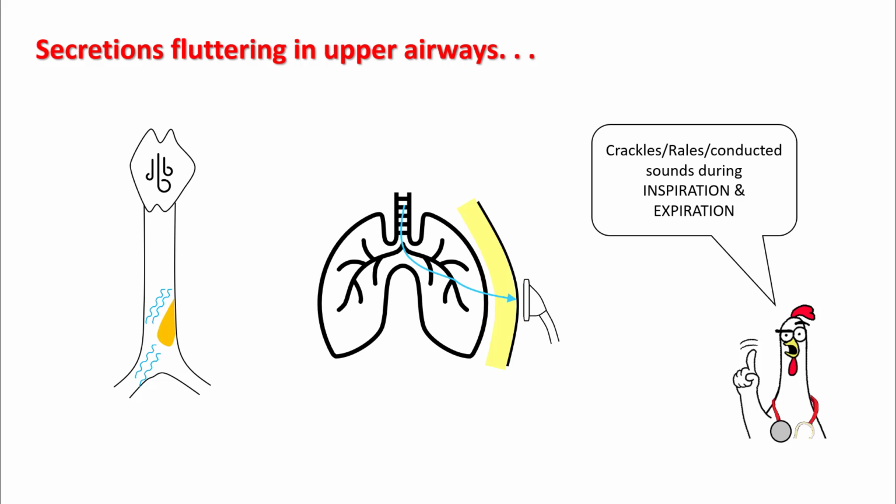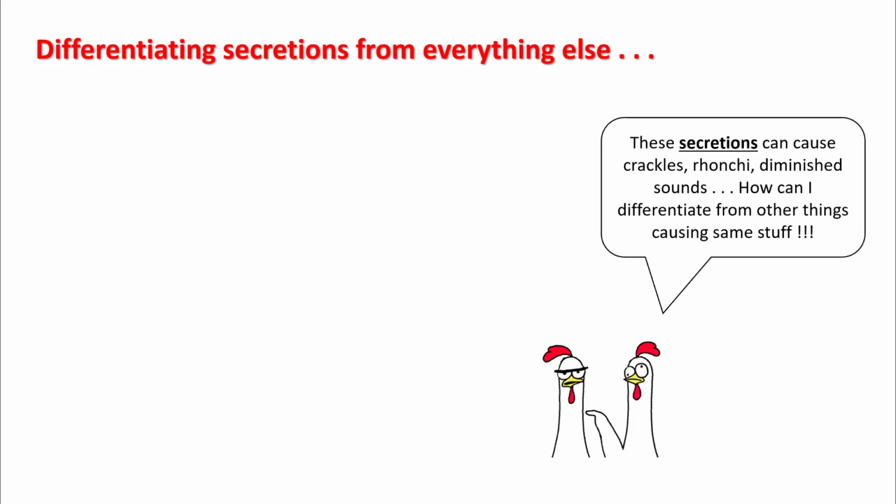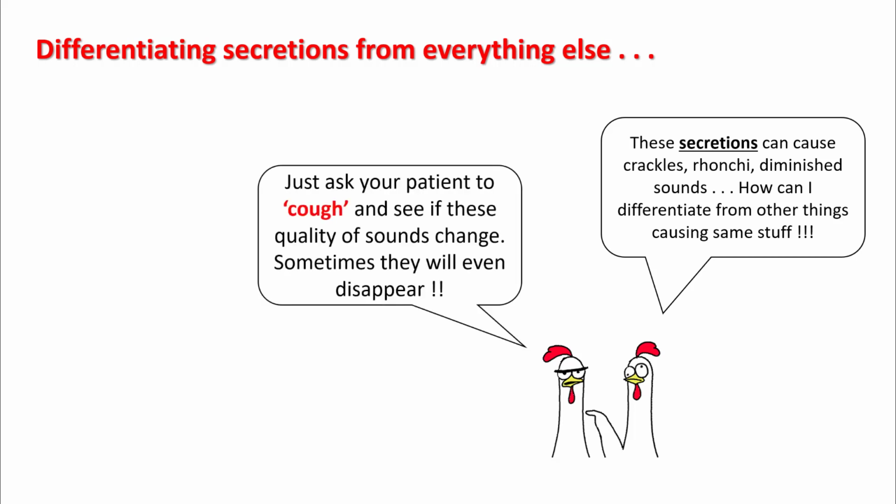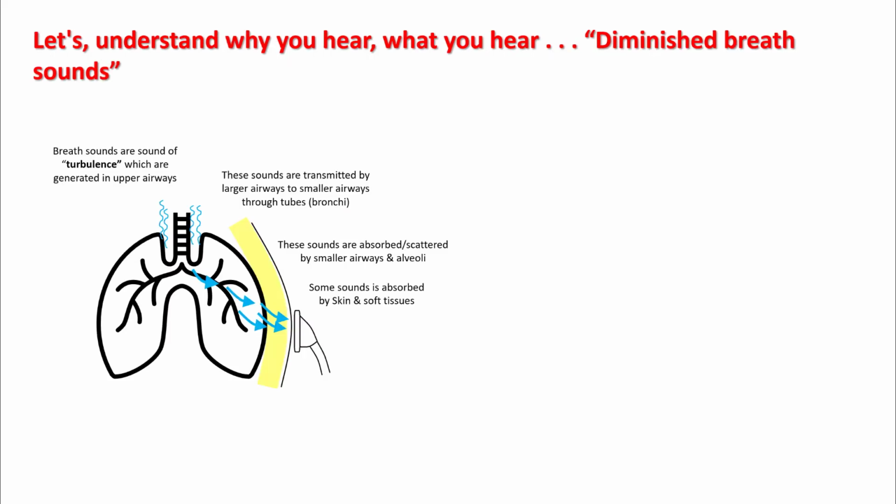Secretions from upper airways can flutter during inspiration and expiration, and these sounds can be conducted through the lung fields, and you might be able to hear crackles, rales, and conducted sound, but these are present in both inspiration and expiration. So secretions can result in multiple sounds like crackles, rhonchi, diminished sounds, and conducted sound. To differentiate this from other etiologies, ask your patient to cough and see if the quality of these sounds change. Because of cough, you will be able to mobilize some of these secretions, so you will hear different sounds after coughing.